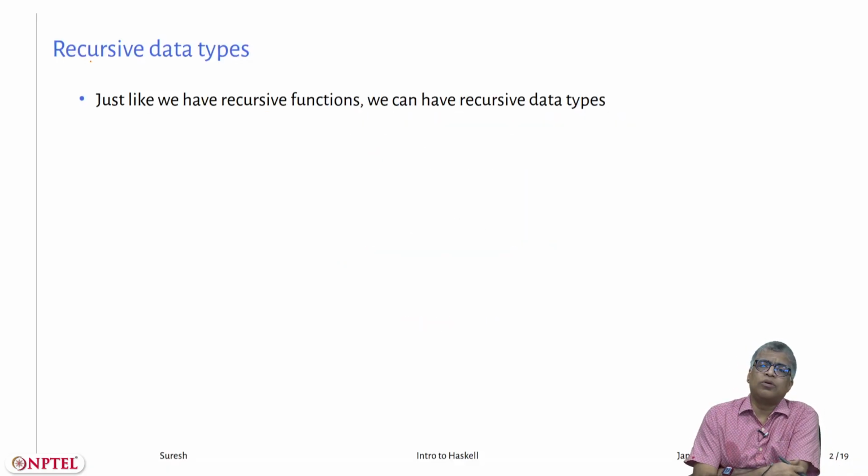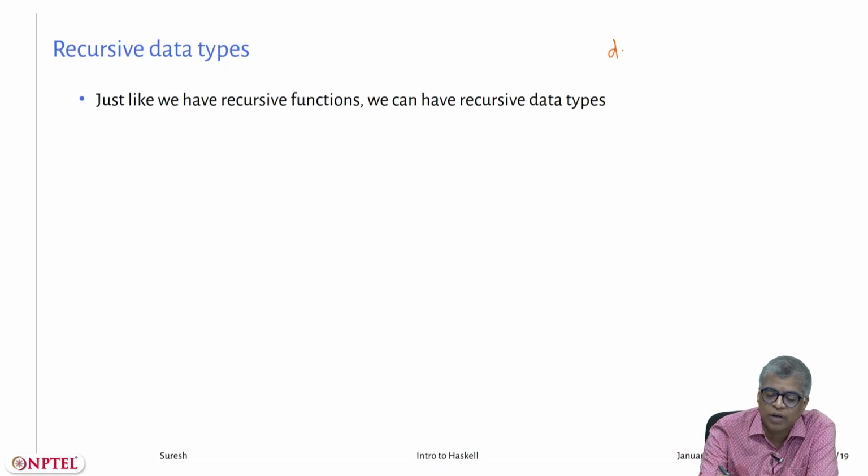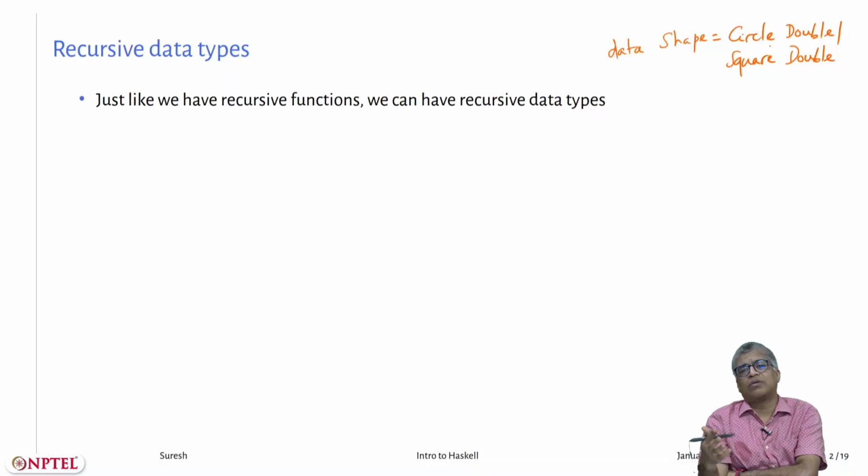We have already seen user-defined data types, which you declare using the data keyword. You have something like data Shape = Circle Double | Square Double. This is the kind of thing that you can do with user-defined data types. Now, we would like to look at what happens if the data type is recursive, which is the most normal use case.